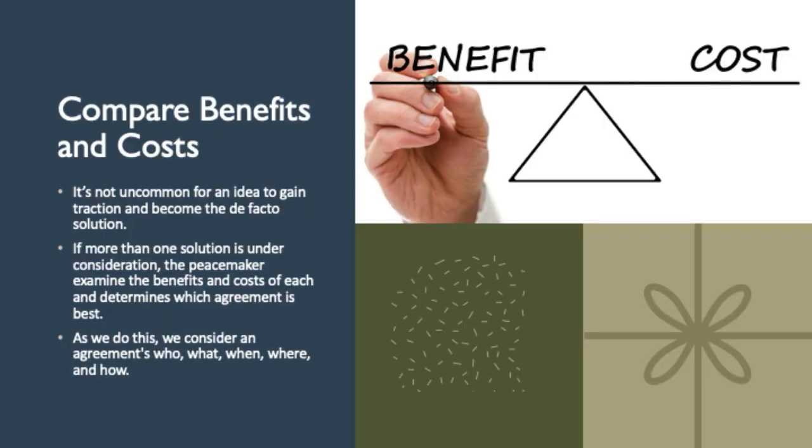In Step 4, it's not uncommon for one idea to gain traction and become the de facto solution for solving a problem. However, if more than one solution is under consideration, the peacemaker helps the participants examine the benefits and cost of each, then determines which agreement is best for all. As we do this, we consider an agreement's who, what, when, where, and how.